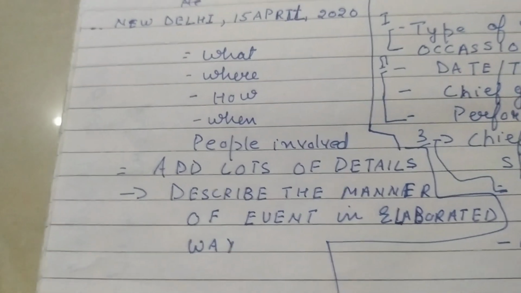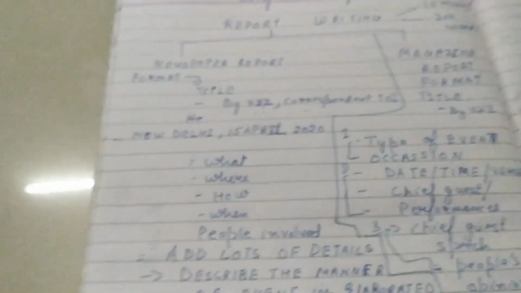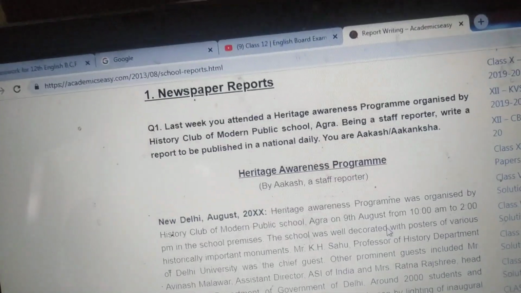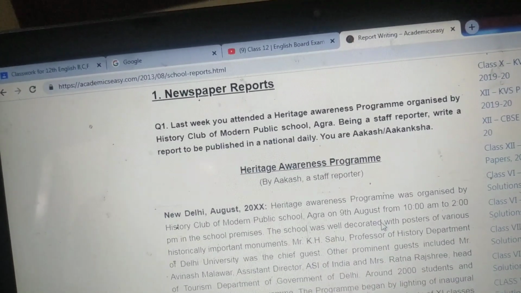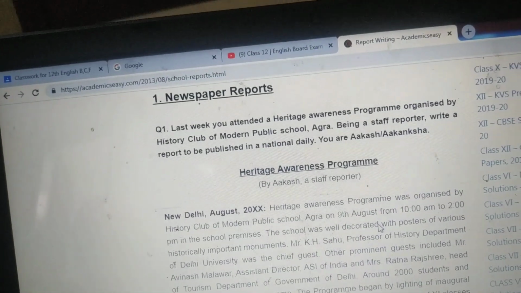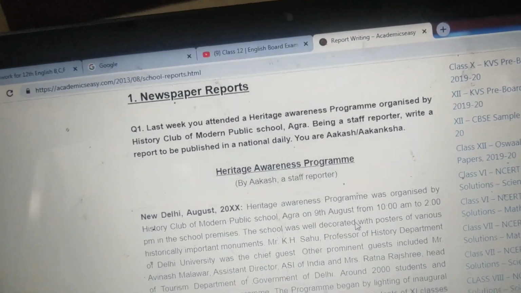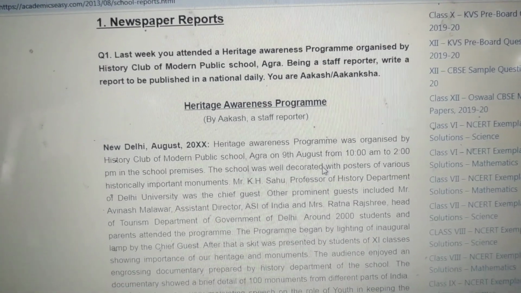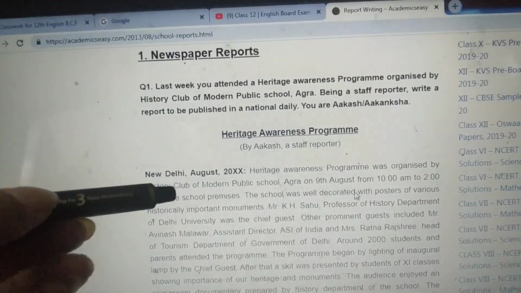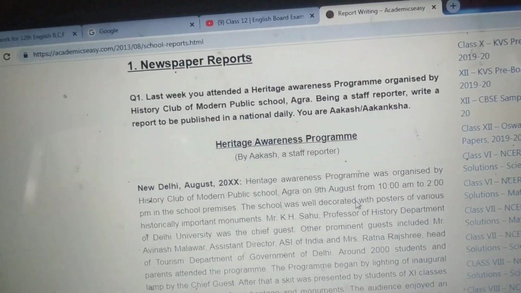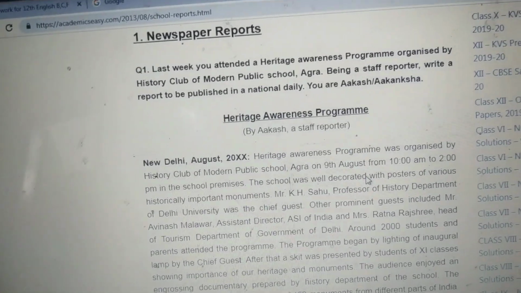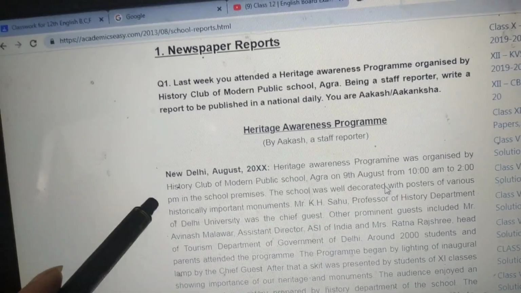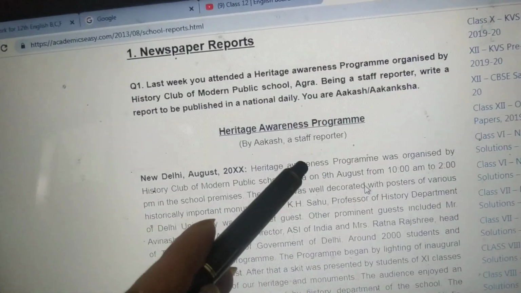Okay, now, students, I will give you an example of newspaper reports. Focus here. Last week, you attended a heritage awareness program organized by the History Club of Modern Public School, Agra. Being a staff reporter, write a report to be published in a National Daily. You are Akash Akanksha. Now students, see the heading, Heritage Awareness Program. That is straightforward. Then the name of the staff reporter and his designation, New Delhi, the month and the date.